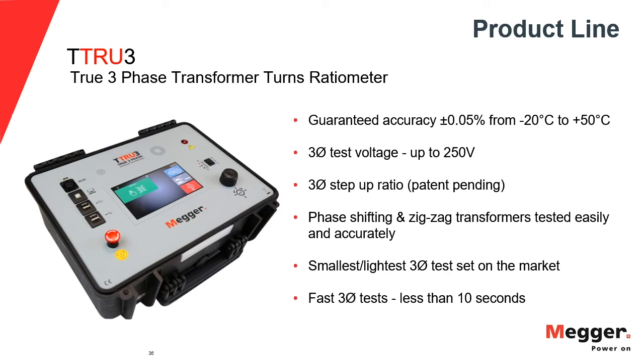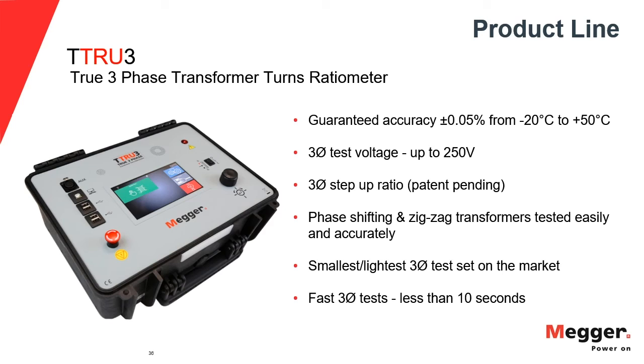And finally, the true three-phase DTR, the transformer ratiometer. This unit will actually energize the three phases of my transformer at a time, up to 250 volts of induced voltage. It will allow me to do both step-up and step-down technique. It has a mode that will automatically choose the best method for the particular transformer under test. Very high accuracy guaranteed, plus minus 0.5% in a very wide range of temperature, which is really important.